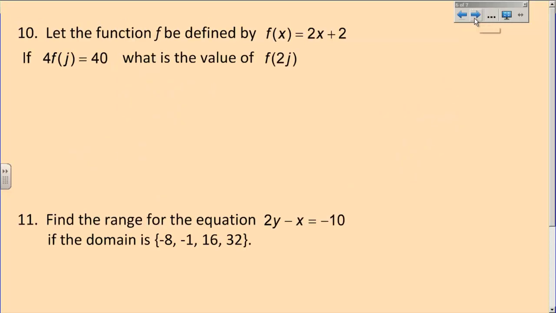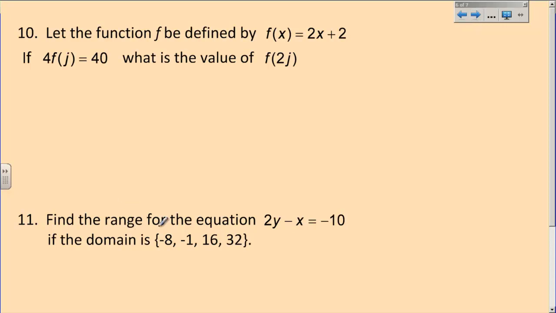So here are a couple of questions I want you to think about. Number 10, you have a function f. It is defined by f of x equals 2x plus 2. I've posed the question that if 4f of j equals 40, I want to find the value of f of 2j. I would like you to try this using what I have shown you and see if you can come up with the solution. I promise this will be the first thing we talk about after we grade homework on Thursday. The same thing for here.